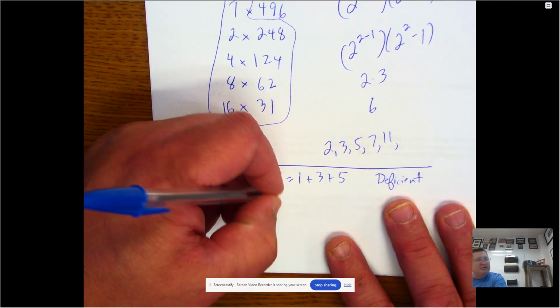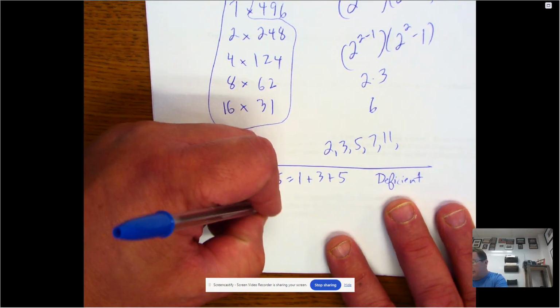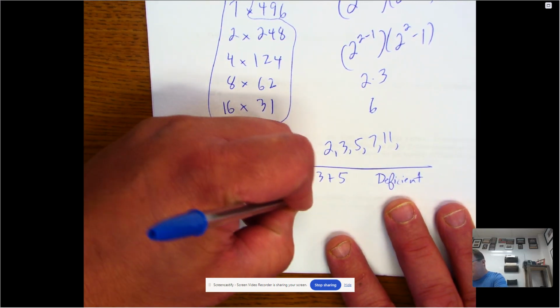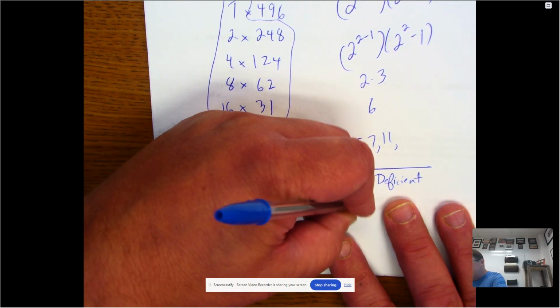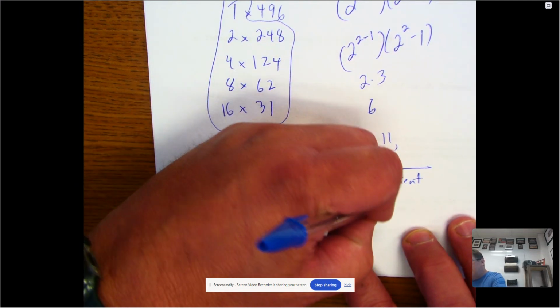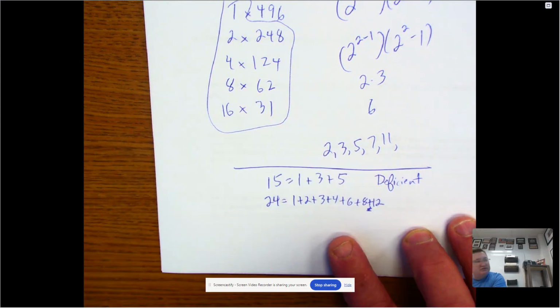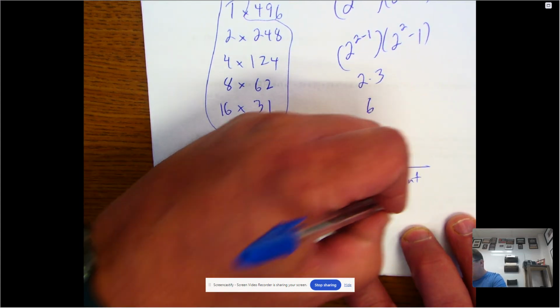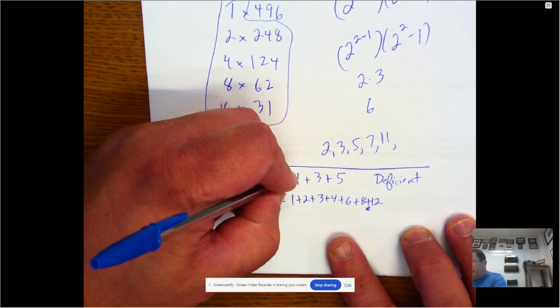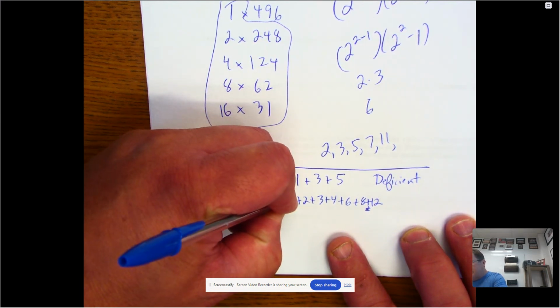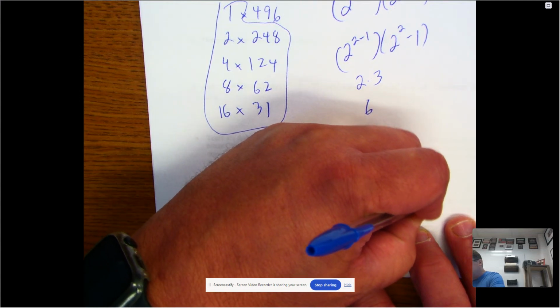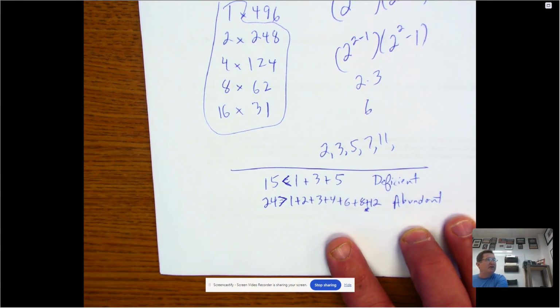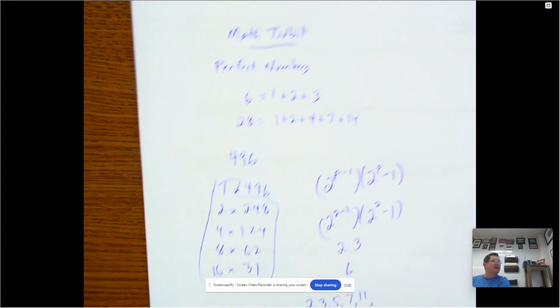And then say a number with a lot of factors, just pick one, maybe 24. 1, 2, 3, 4, 6, 8, 12 all go into 24. That's bigger than 24, right? So I should have less than signs here and greater than signs here. And so 24 is an abundant number.